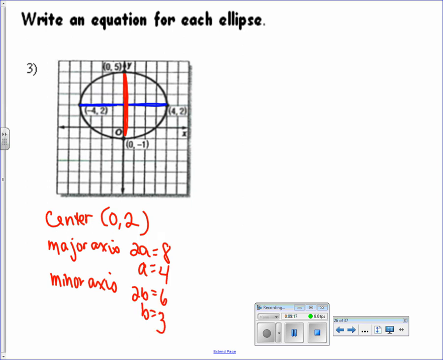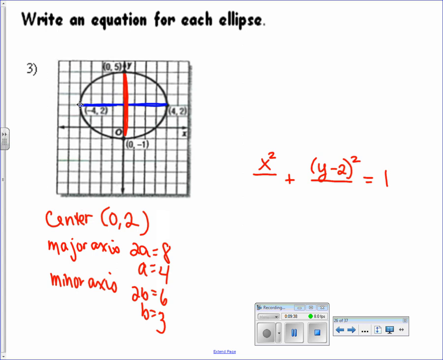And so to finish my equation, I'm not going to write x minus 0 quantity squared, so that's just going to be x squared again, plus, and then this time we actually have a number, so that's going to be y minus 2 quantity squared. Of course, it's going to equal 1. All ellipses equal 1. So do hyperbolas.